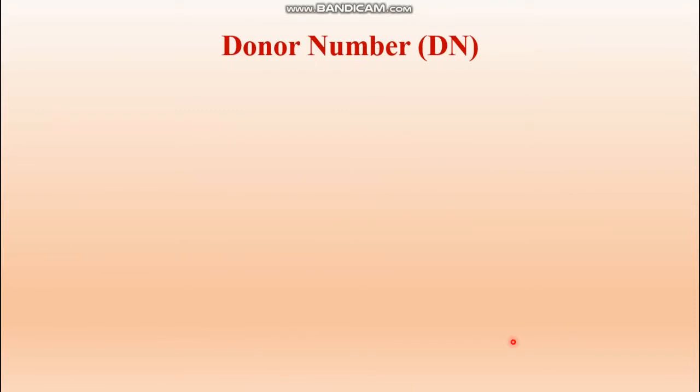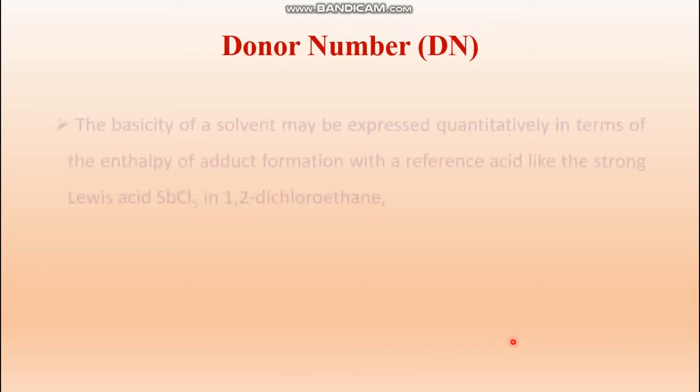Now move to our main point, which is donor number. Actually, donor number and acceptor number are characteristics of solvents. With the help of this parameter, donor number or acceptor number, you can characterize a solvent. You can have a comparative study of the solvents in which acids and bases are dissolved, and they are playing the role of an acid as well as a base.